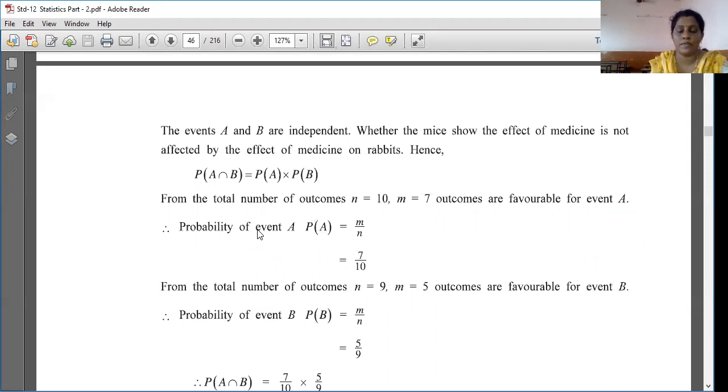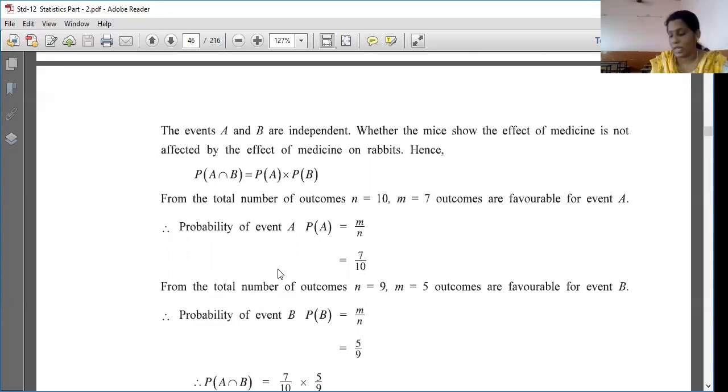Now event B, that mice show the effect of medicine. So how many mice show the effect of medicine? 5. Okay, so the total mice are 9. So M upon N is 5 upon 9. So P of B is 5 upon 9. Right? Now, according to our formula, P of A intersection B is P of A into P of B.